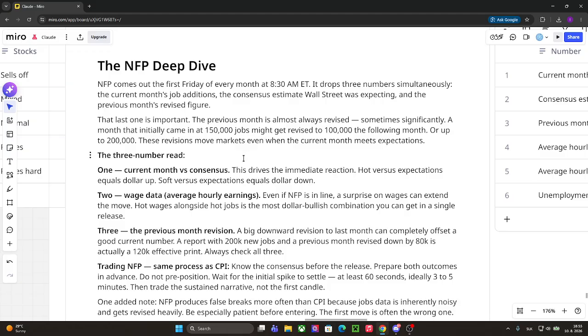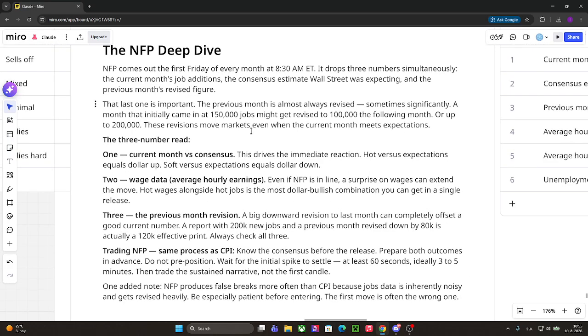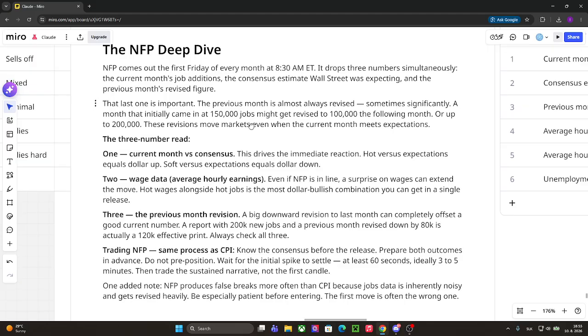The 3-number read. 1. Current month versus consensus. This drives the immediate reaction. Hot versus expectations equals dollar up. Soft versus expectations equals dollar down.